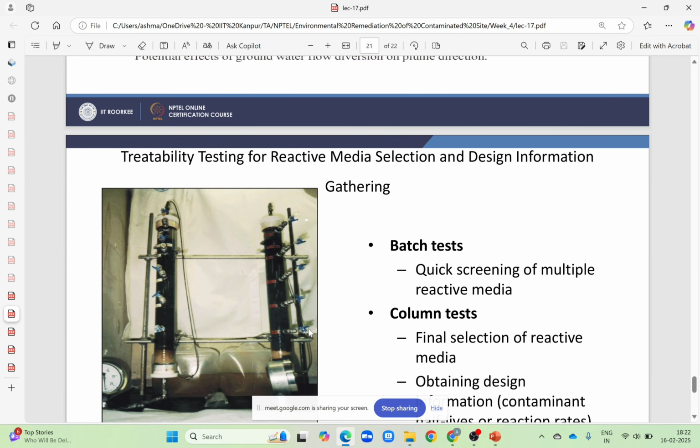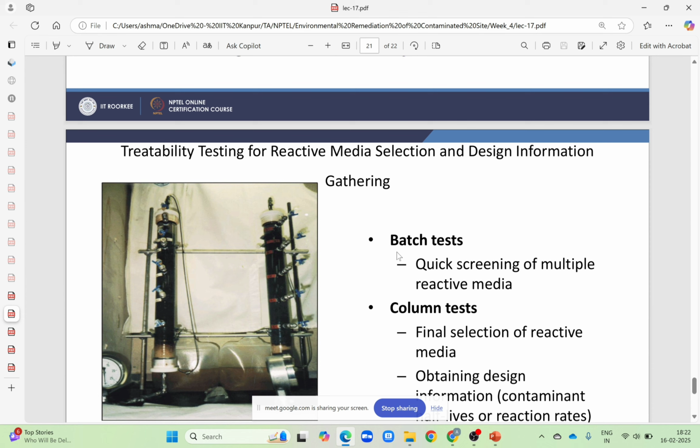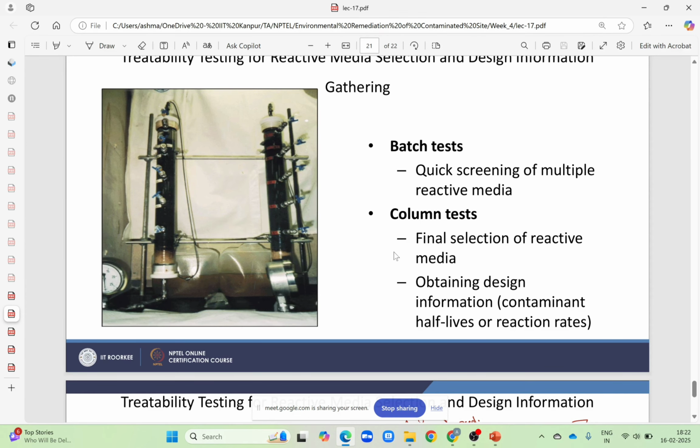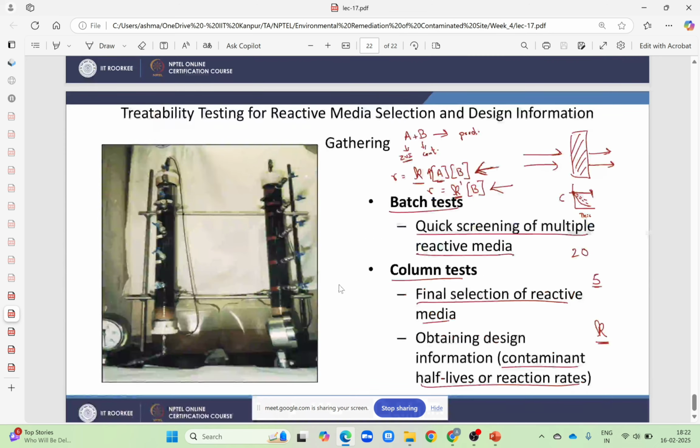Again, these are the snapshots of the batch experiments or column tests to find out what reactive media we can use to treat the problem.